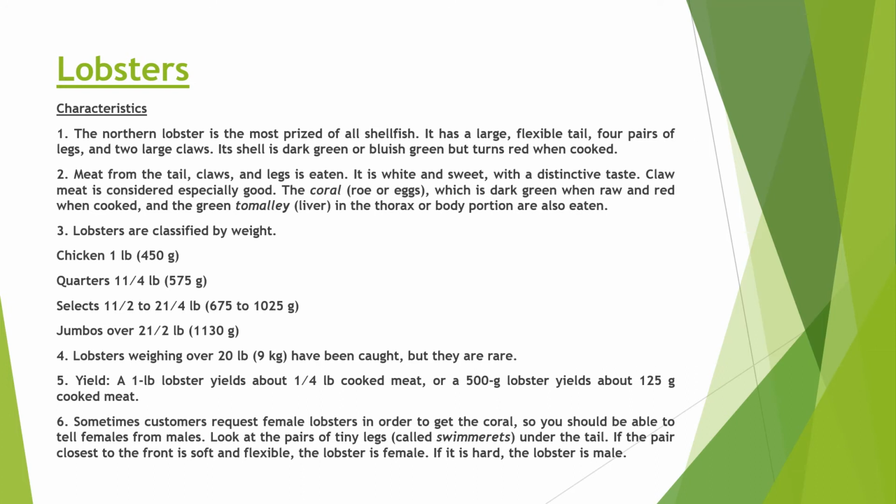So how you can do that is by looking at the pair of tiny legs under the tail. If the pair closest to the front is soft and flexible, the lobster is a female. If it is hard, the lobster is a male. So that is how the restaurant can distinguish the difference between a male and a female lobster.